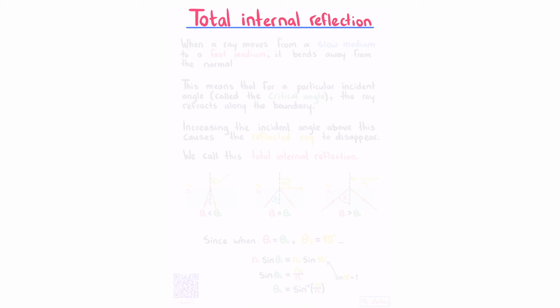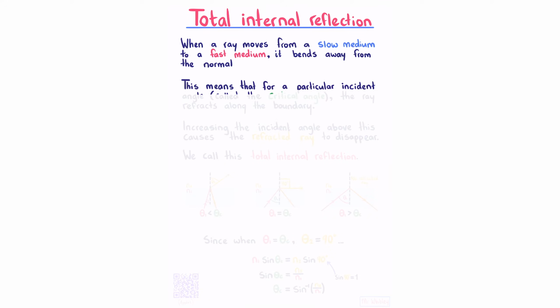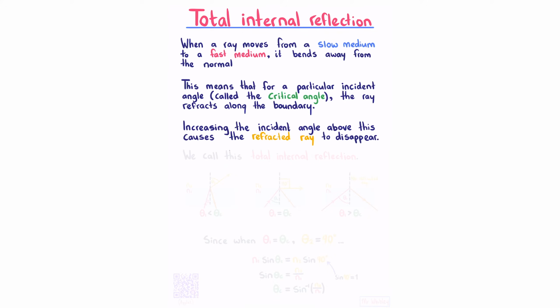Total internal reflection. When a ray moves from a slow medium to a fast medium, it bends away from the normal. This means that for a particular incident angle, called the critical angle, the ray refracts along the boundary. Increasing the incident angle above this causes the refracted ray to disappear. We call this total internal reflection.